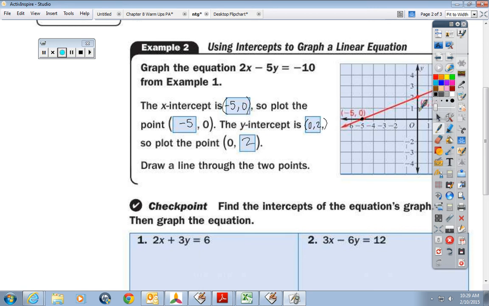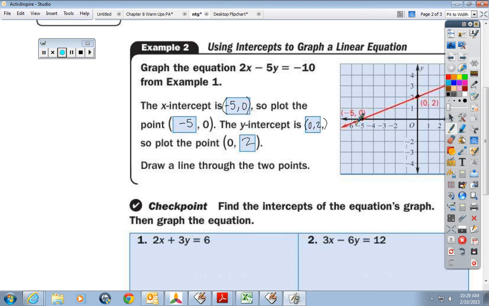And then all you do is you connect your dots. Now you don't just connect them, you extend them. Remember, because this is an infinity number of possibilities here. You just draw your line and you're done. So most of the problems are going to have 2 answers. They're going to be find the x-intercept, find the y-intercept, and then graph it. So I guess 3 answers.